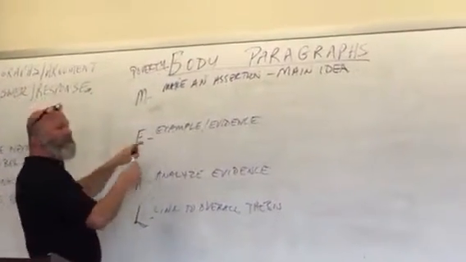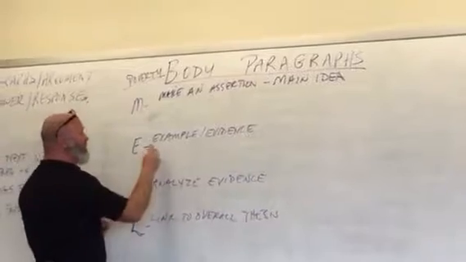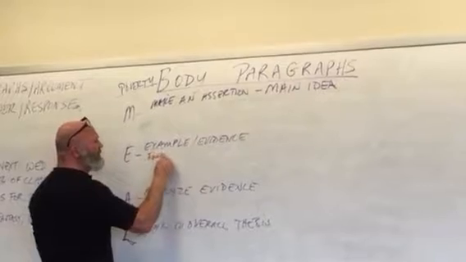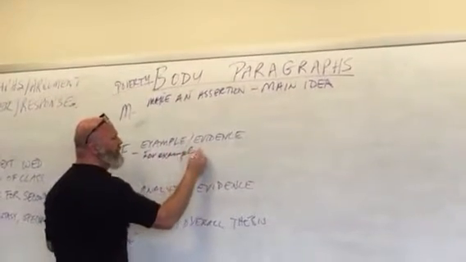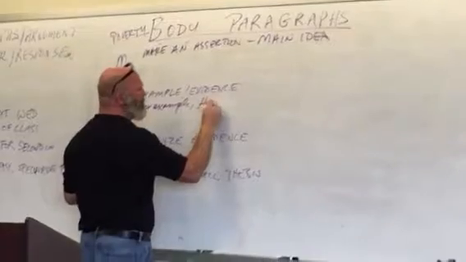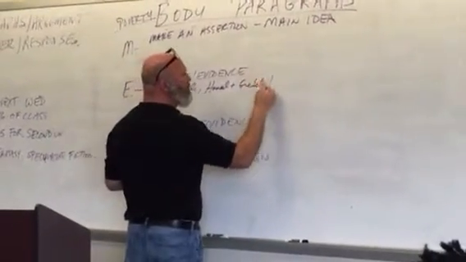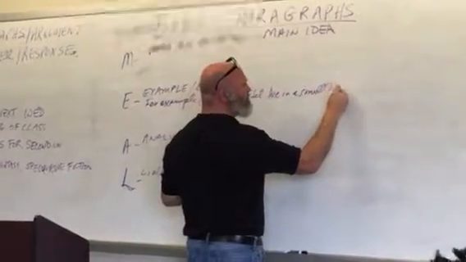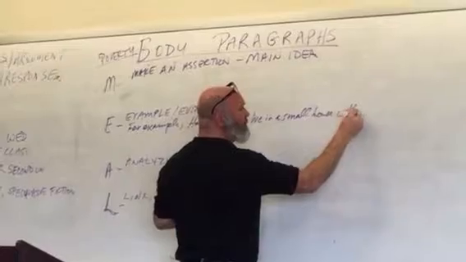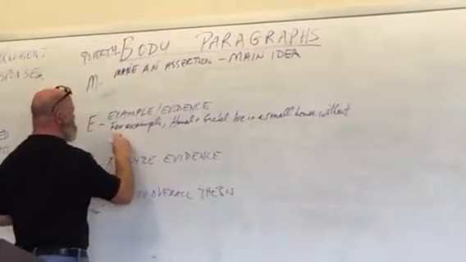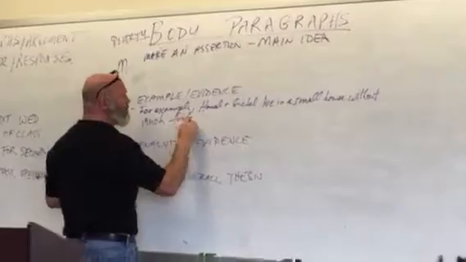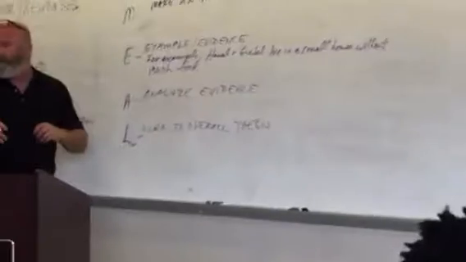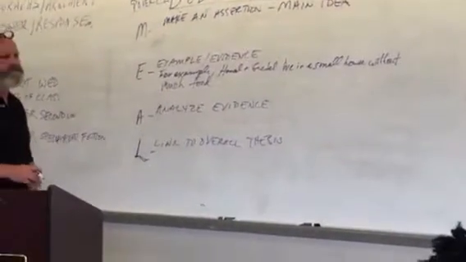Okay. So I'm going to start with the example. And I remember I can change all this. This is a rough draft. For example, Hansel and Gretel live in a small house without much food. Yeah? You all right with that? Yeah? Okay. So I got my example here.